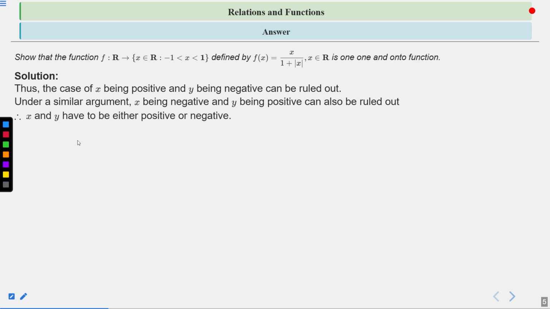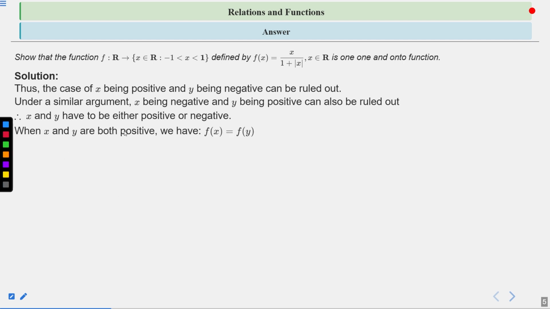Therefore, x and y have to be either both positive or both negative. It cannot be that one of x or y is positive and the other negative. Both have to be either positive or negative. So let us take this argument and check whether we are right. If this argument also fails, then all our arguments have failed, so the function is not one-one, and the function will not be defined either.